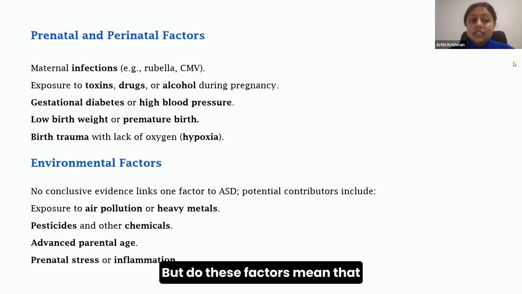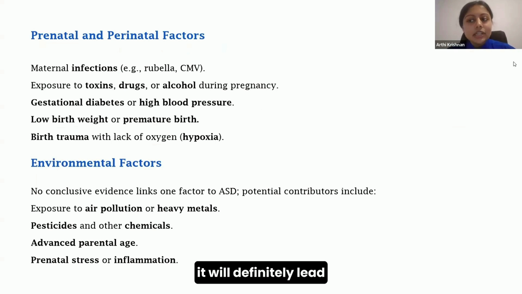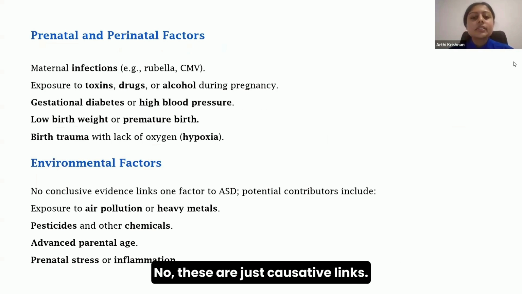But do these factors mean that it will definitely lead to autism spectrum disorder? No. These are just causative links. These are not definitive factors, but they give us some idea that this can cause autism. Then, what about environmental factors? Let's say the mother is exposed to high levels of air pollution or heavy metals, then it can definitely impact how the fetus is developing during pregnancy. Similarly, exposure to pesticides and chemicals can be harmful for the mother and also the child.